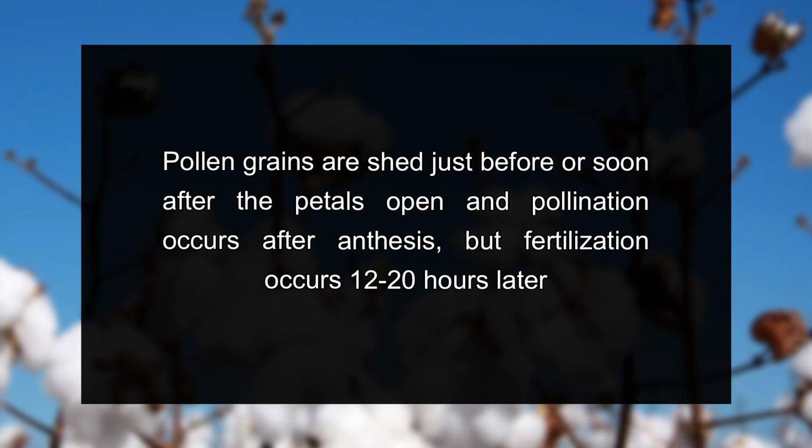Pollen grains are shed just before or soon after the petals open, and pollination occurs after anthesis, but fertilization occurs 12 to 20 hours later. The threshold temperature limits for proper pollen tube growth range from 15 to 50 degrees Celsius.